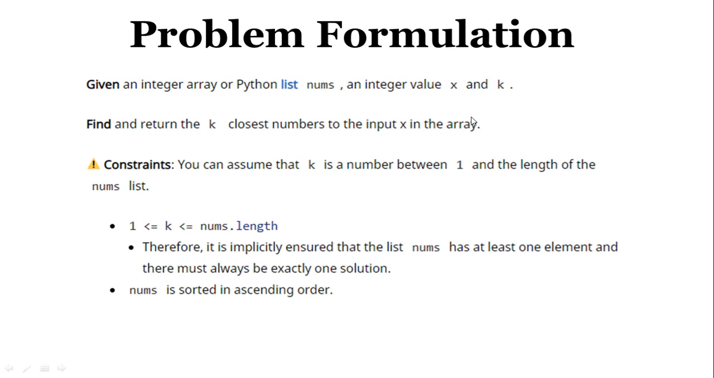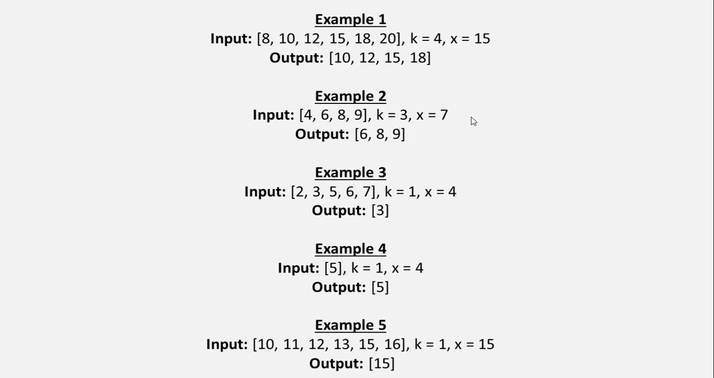So are you confused? Maybe yes. Hence, let's move on to a few examples and try to understand the question well. Once you understand the question, only then can you solve it properly. Let's have a look at the first example. Suppose the input array is as shown on the screen, which consists of elements 8, 10, 12, 15, 18 and 20. The integer value given to you is x, which is 15 in this case, and you have to find the 4 closest values to 15 in the given array.